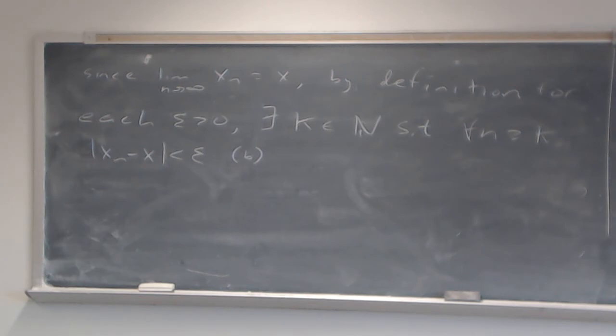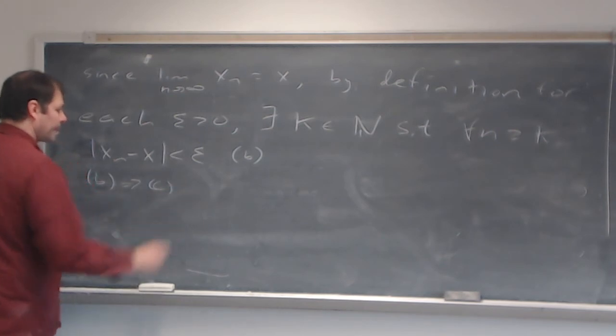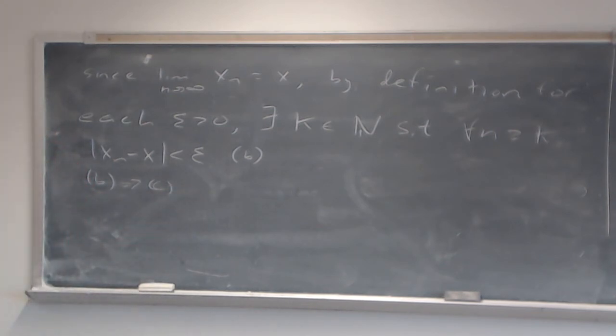Now what am I going to show? I'm going to show B implies C. That's what we're going to work on next. Listen, it's kind of hard to keep up with these things, so I'm going to tell you what each one is. So what does B say? B says the following.